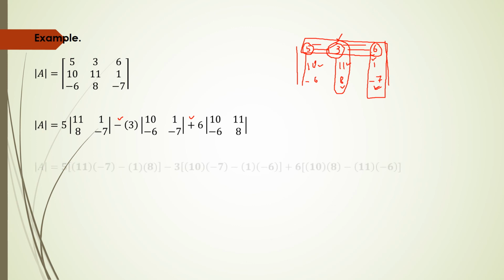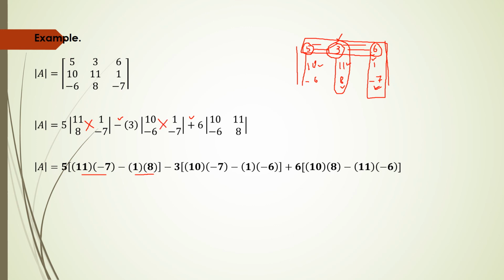Just wrote down here. Now dear student, here by cross multiplication, 11 multiplied by minus 7 and 1 multiplied by 8, but there will be a minus sign between the cross multiplication. Okay, and similarly here we have 10 multiplied by minus 7 and 1 multiplied by minus 6, and there will be a minus sign between the two multiplications. And the third element which we have is 6.